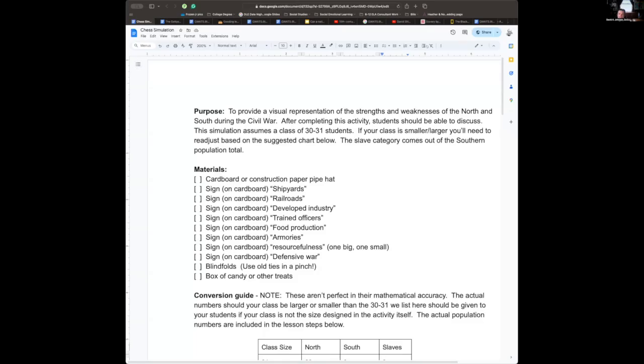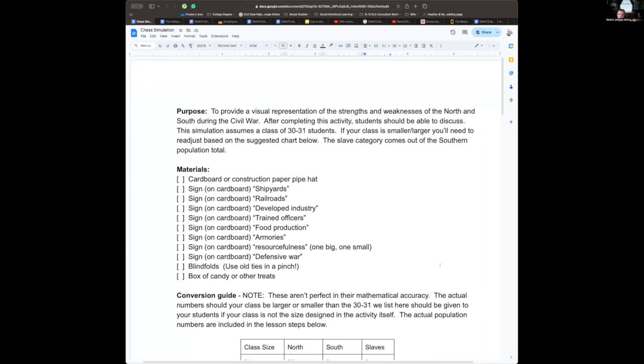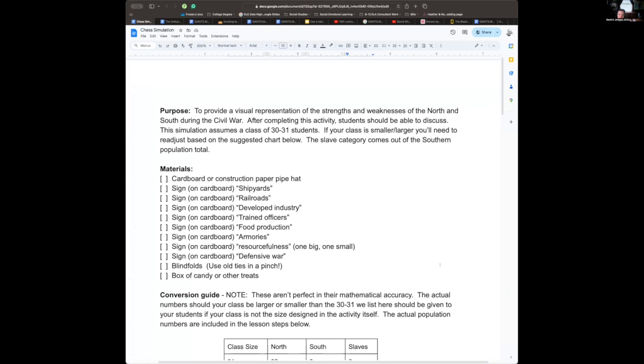Excellent. Thanks, Phil. So I'm going to go share my screen now because we are just going to keep passing this baton over and over and over again. And I'm not going to go into too much detail on this particular activity, but I did want you to know that there is some prep involved for it.